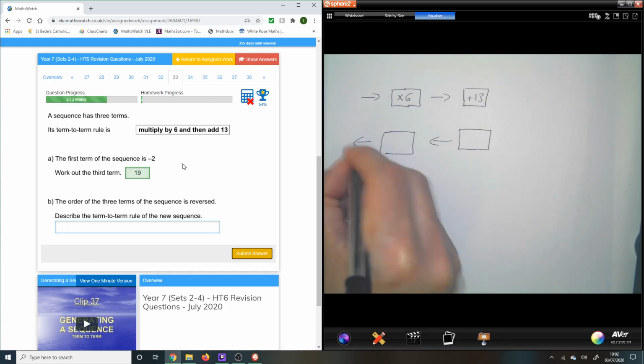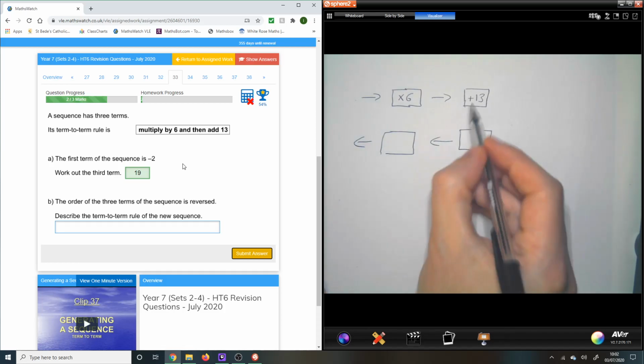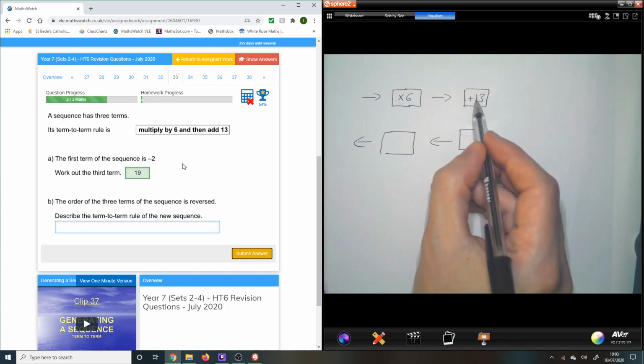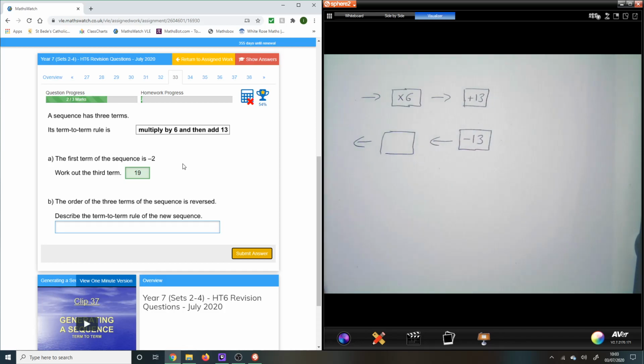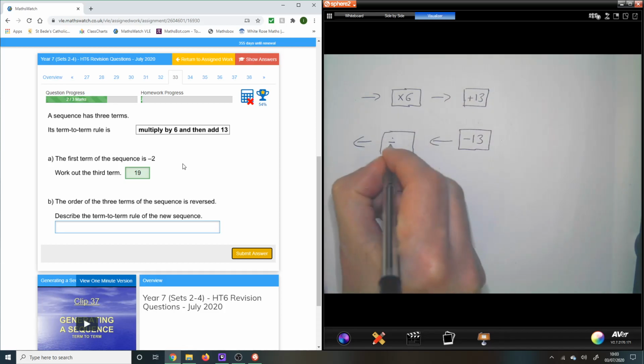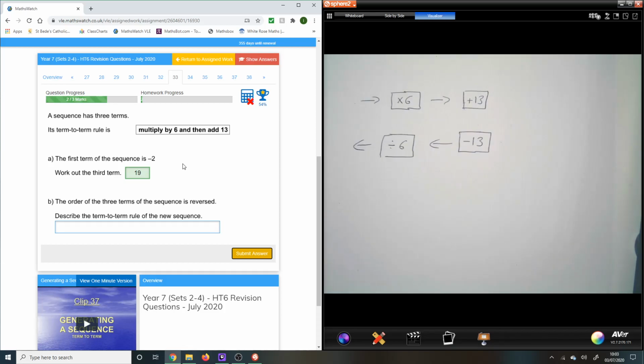So if we're going to reverse this, we can just draw our function machine like that, and instead of add 13, because we're reversing what we're doing, we will subtract 13, and instead of timesing by 6, we're going to divide by 6.